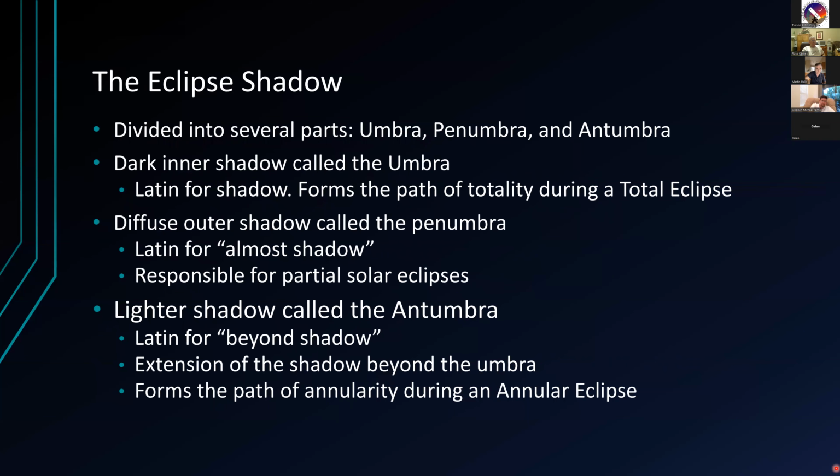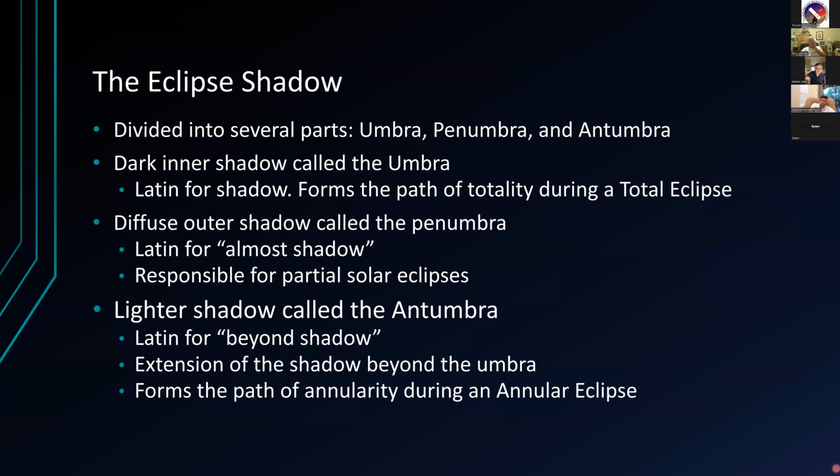From there, we jump over to the various components of the eclipse. From our perspective, there are three main elements that will come up, not counting the moon and the sun. They are collectively the penumbra, the umbra, and the antumbra, with the antumbra being distinct to annular solar eclipses. That is not a part of total solar eclipses. All three of these terms are derived from Latin, with the umbra being the darkest inner shadow. And this part of the shadow forms the path of totality during a total eclipse.